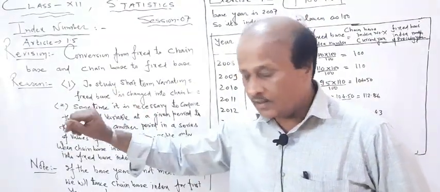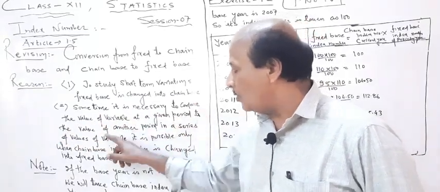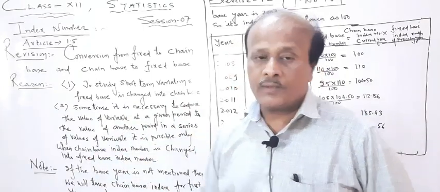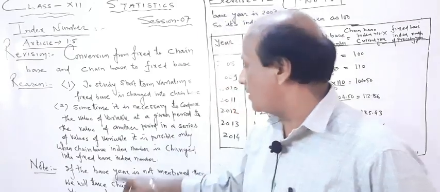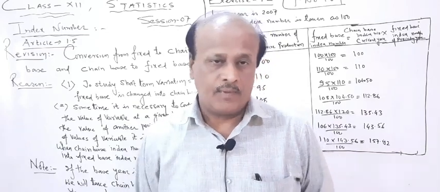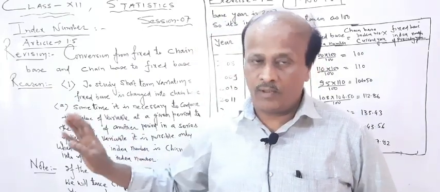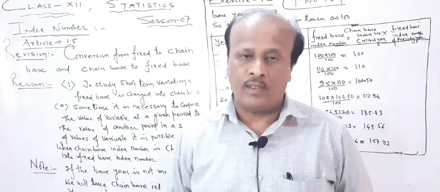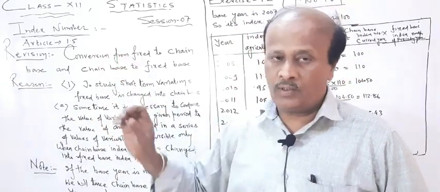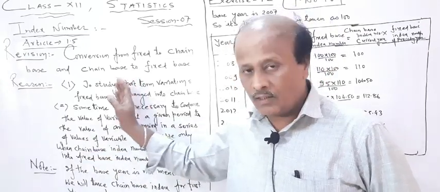Now, the second reason is that sometimes it is necessary to compare the value of a variable at a given period to the value of another period in a series of values of the variable. It is possible only when chain base index number is converted into fixed base index number. So, again, you should know these two reasons. The formulas I already told you, and I am going to use these two formulas. In the previous session, I told you both formulas, and the whole chapter depends upon a formula, that also I told you.